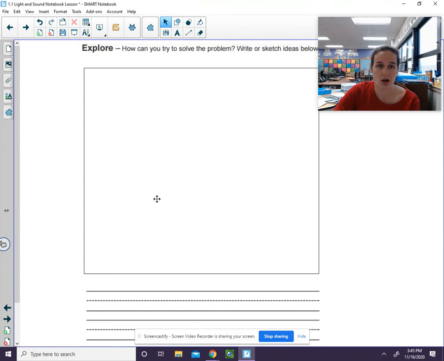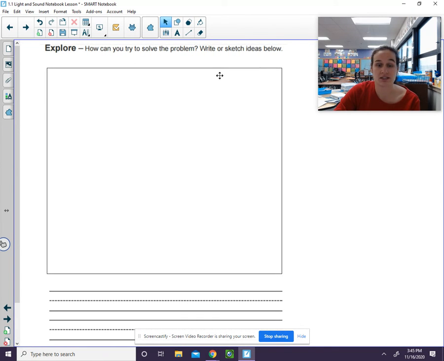It's a long slog page. And we're going to be exploring. That's the second step. After we've asked ourselves what the problem is, now we can go ahead and explore. So how can you try to solve the problem? Write or sketch your ideas below. So we're going to sketch some of our ideas. So what's some ways we can solve?